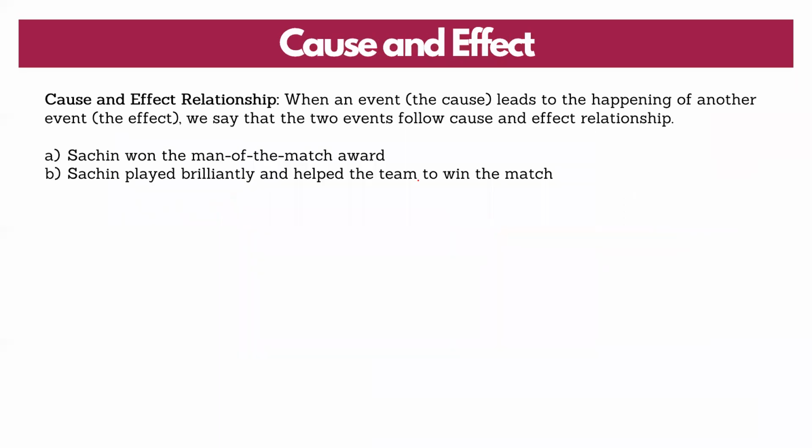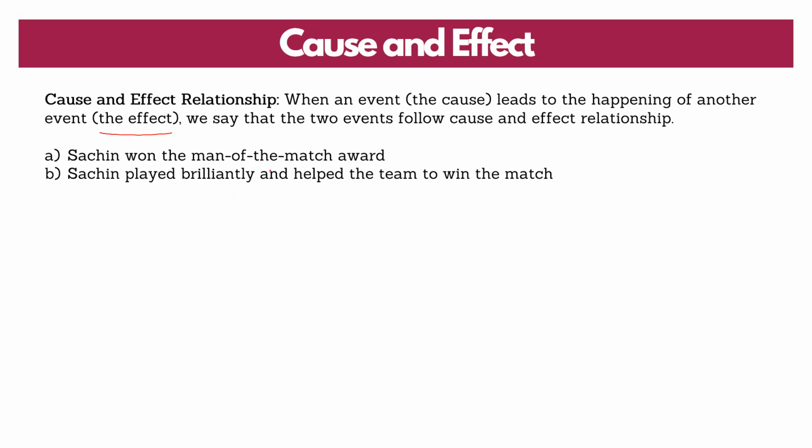Right. So what is cause and effect? Cause and effect relationship means when an event, which we call the cause, leads to the happening of another event, which we call the effect, we say that the two events follow a cause and effect relationship. So there are two events and one event leads to the other. A very common definition, which all of you might already know. Let us see it through an example.